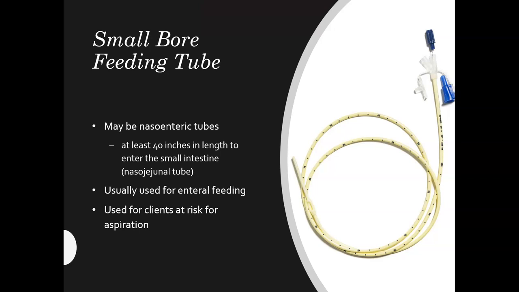But you have to be careful with these because they're probably going to come out easier than your Salem sump or your Levin tube. I had a patient before that had a Dobhoff in, and it came out twice in one shift, just moving him to the chair. It was secured and everything, but it just kept coming out. So eventually I ended up putting in a Salem sump tube so it wouldn't keep sliding out.